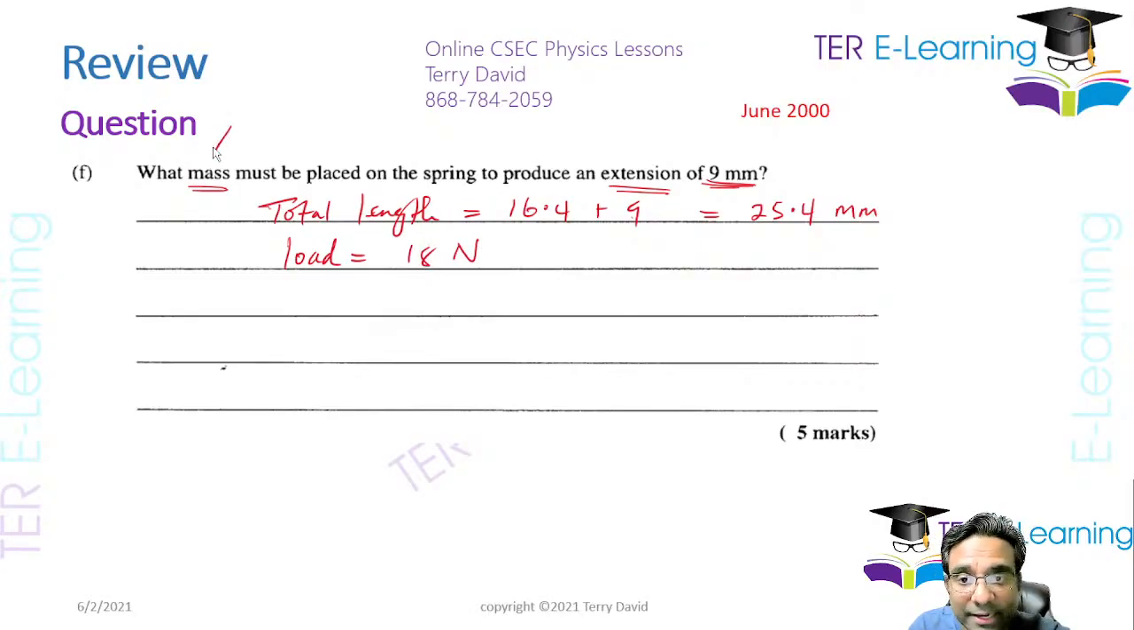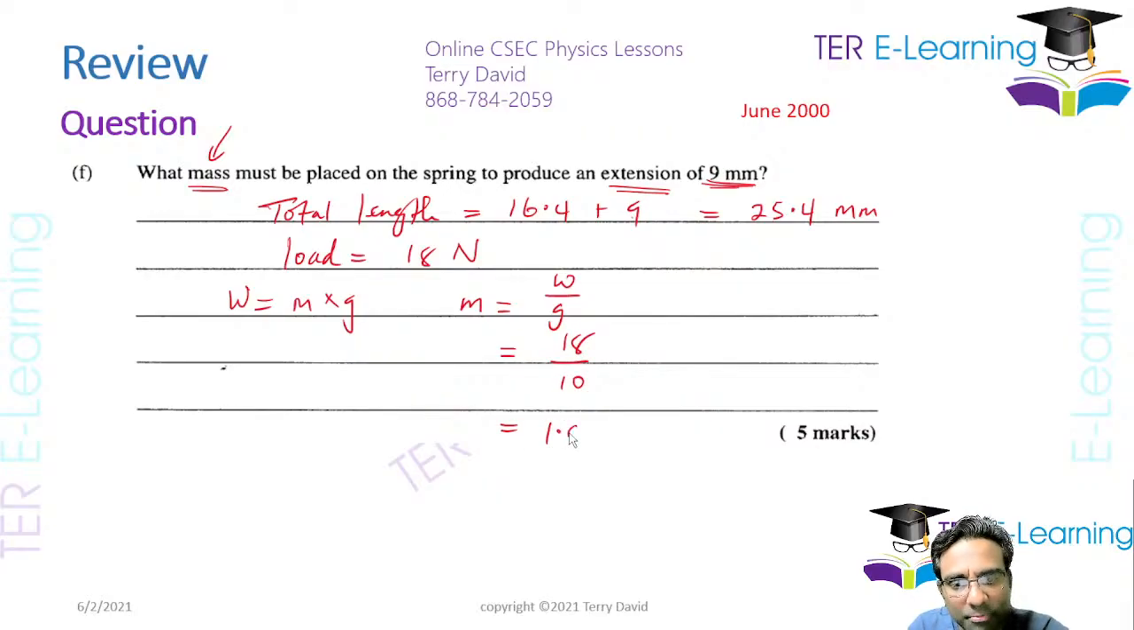But notice what it said. They want to know what mass is attached. So this is where this formula comes in again. W is equal to M multiplied by G. So my mass has to be equal to my weight divided by whatever G is. So my weight, in this case, is 18 newtons. That's the load we would have attached. And you divide it by 10. So your actual answer is 1.8 kilograms, right? 1.8 kilograms. So be careful with how these questions are asked, right?